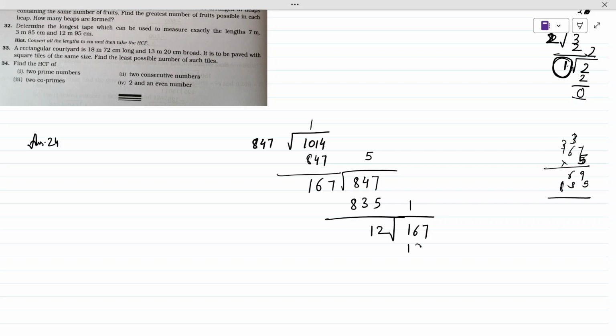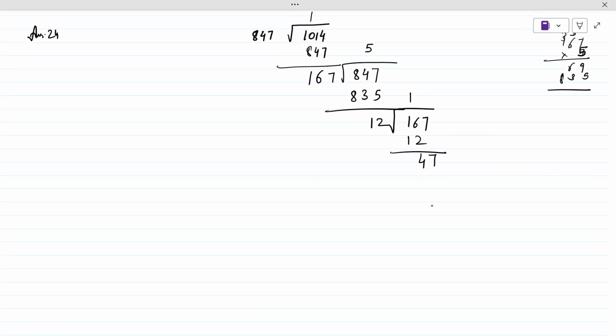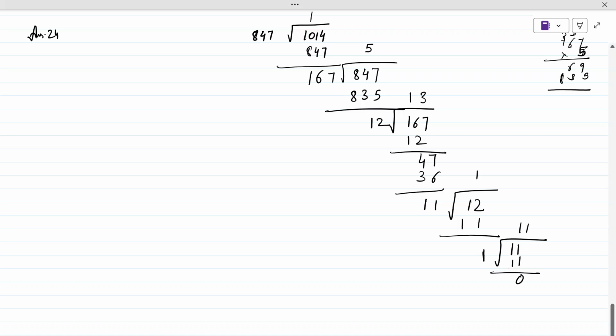So 12 into 1 is 12 and then 6 minus 2 is 4, 47, and then 12 into 3 is 36. So 7 minus 6 is 1, 4 minus 3 is 1 and again 12 here. 11 into 1 is 11. Now 2 minus 1 is 1, which is the remainder, and the last divisor is 11. Now 1 into 11 is 11 again. So this is giving us the remainder as 0.